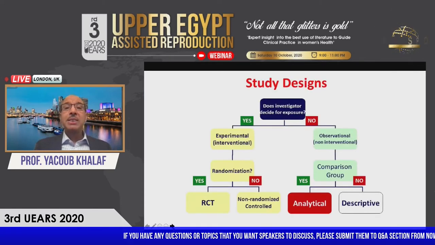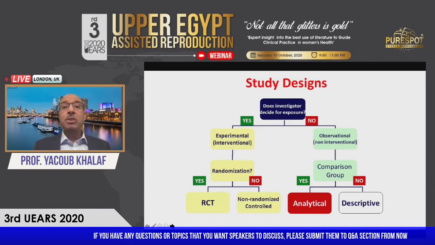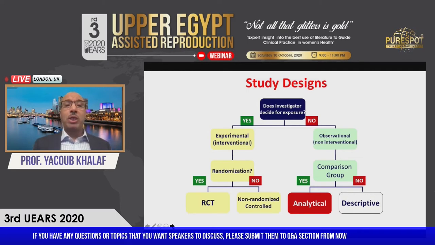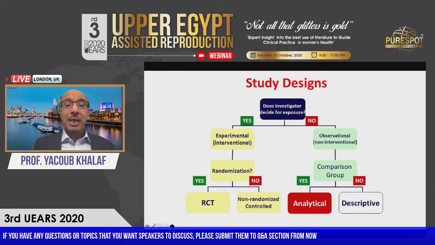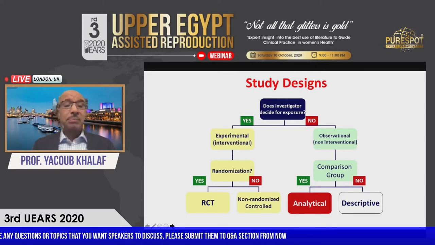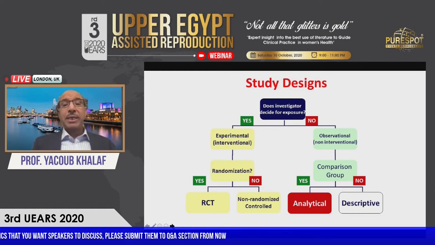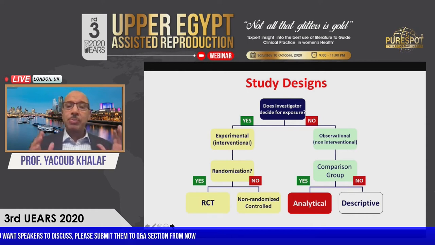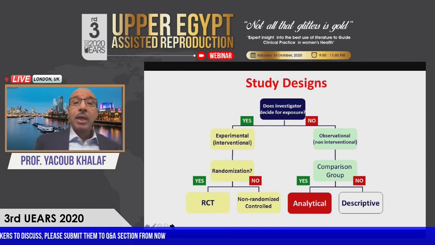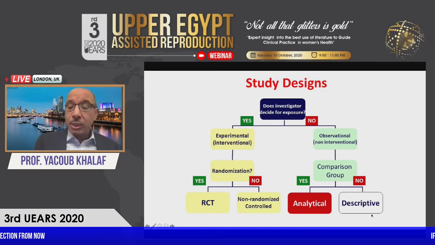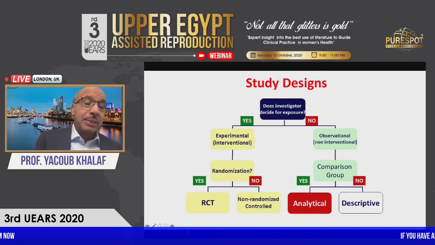First and foremost, the study design. If the investigator decides which exposure the patient will have, this is interventional or experimental, and there is no way other than randomization. If there is randomization, then it is a randomized controlled trial. If it's not randomized, this is mostly observational and does not really add much, because bias will be palpable. If the investigator does not decide the exposure, it is observational. In the observational study, you will be comparing two groups, yes or no, and then it can be either analytical or descriptive. So that design is important.